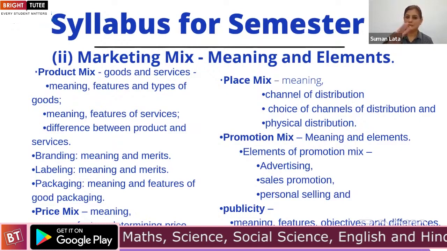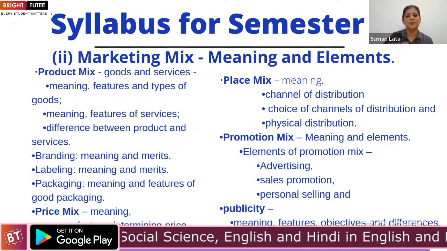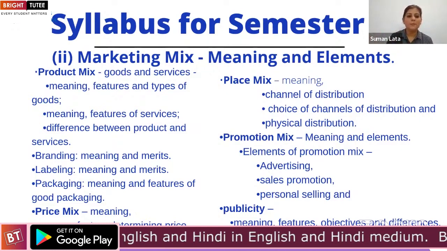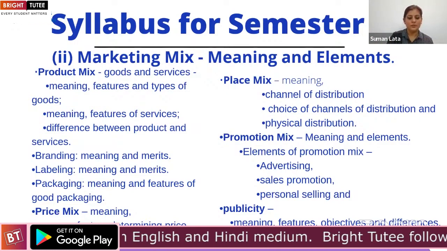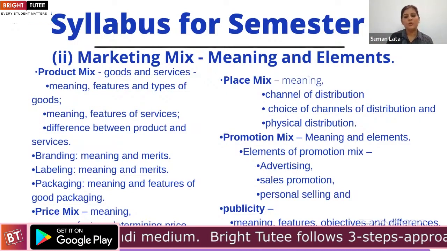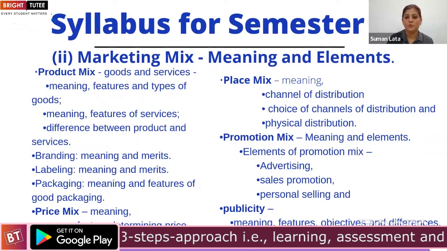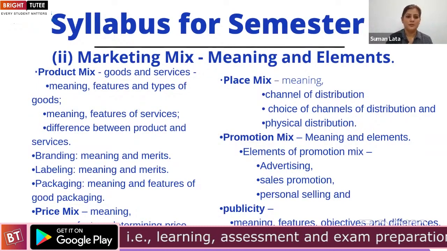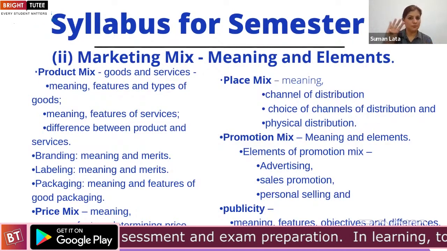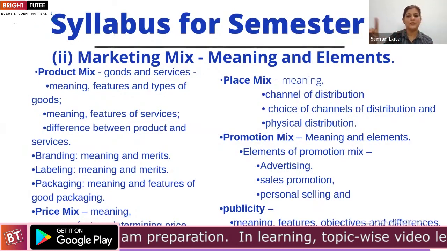In the indirect channel, there are three different levels: one level, two level, three level. So it depends upon your good or the market which channel of distribution you are going to follow. After that, see, marketing mix, 4 P's: product, price, place, promotion.